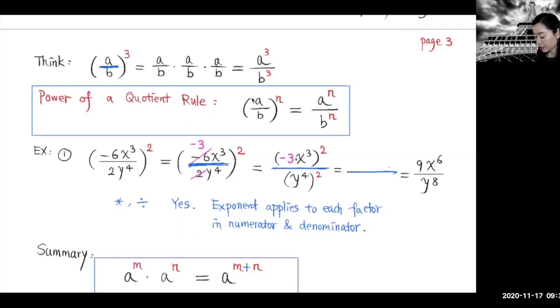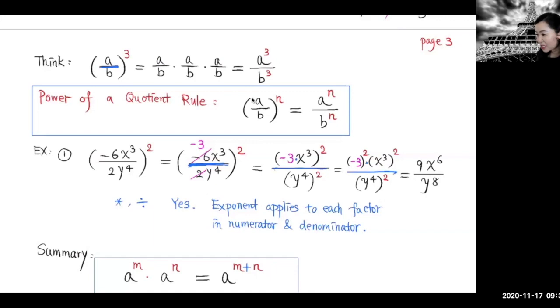Now up here in between, this is multiplication, right? So it is a product, so use the power of a product rule. I'm going to apply this square to the -3, and also apply the square to x cubed. And finally, the square of -3 is +9. And the square of x cubed, we use the power of a power rule, so that's x to the 6th power, right? And then this one here is y to the 8th power, right?